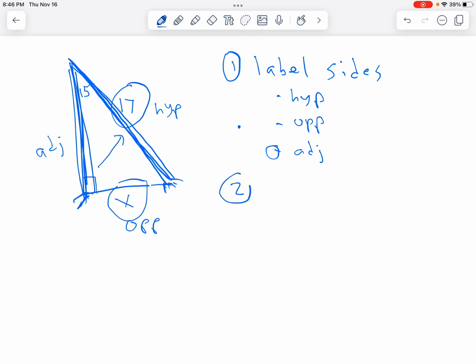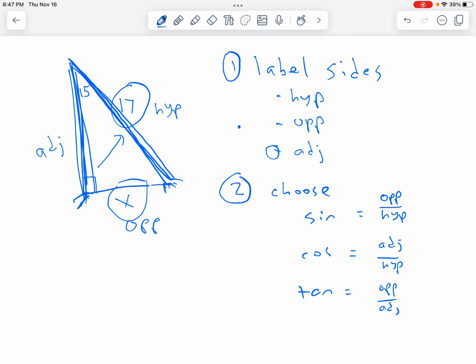Now the second step is we have to choose one of the ratios, and we can choose from sine, cosine, or tangent. How do we know which of these funny little words to use? Each of these has a specific definition. Sine is defined as the ratio of the opposite side to the hypotenuse. Cosine is the ratio of the adjacent side to the hypotenuse. And finally, the tangent is the ratio of the opposite side to the adjacent side.